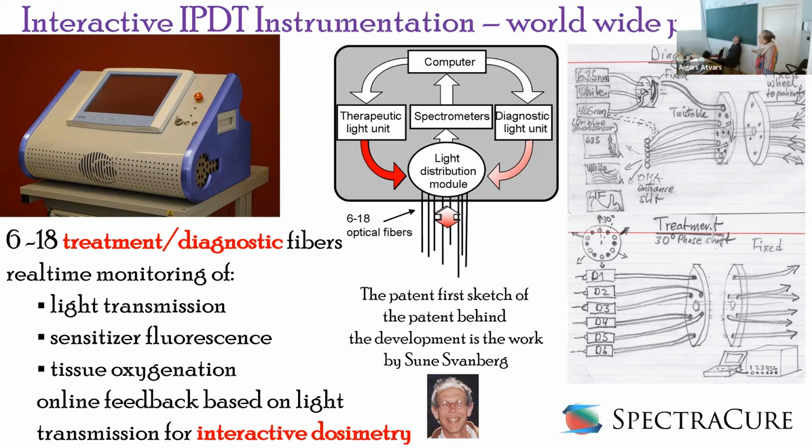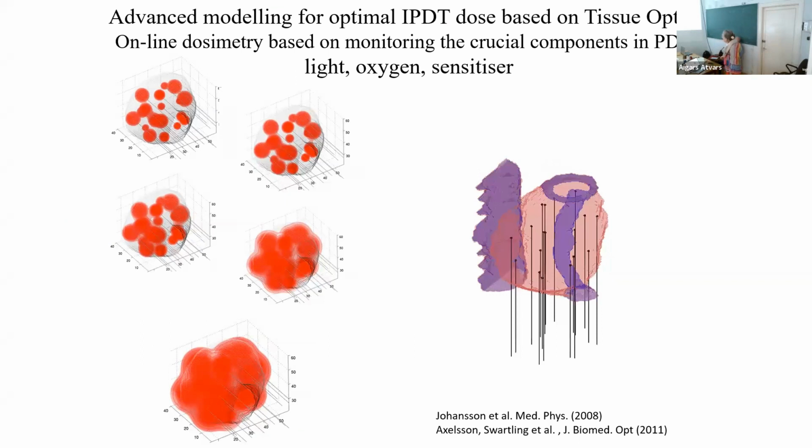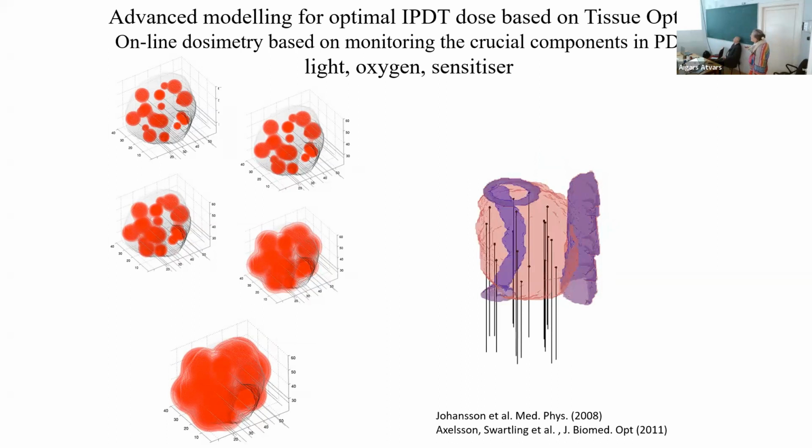This is, by the way, the back-of-an-envelope sketch that Sune did when he got the idea of this. And this is how it works, talking about the organs at risk. You have the rectal wall, the urethra, and the sphincters that I talked about. And this is how the light is built up all the way until we reach the threshold dose.